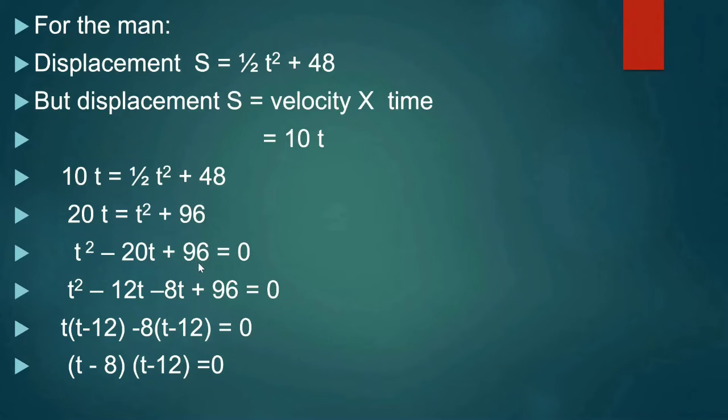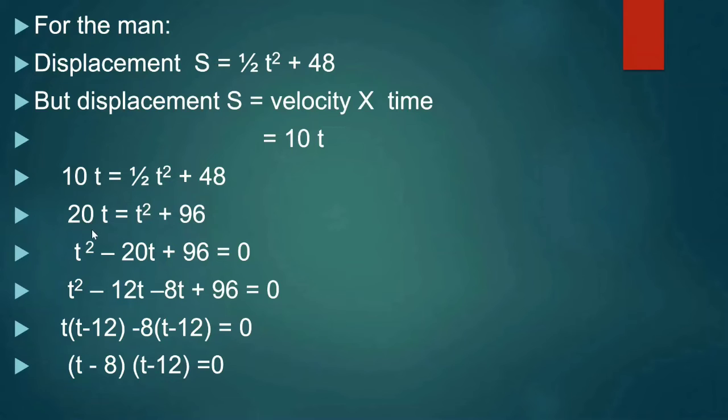Now for the man, if we calculate the displacement, we know the man is 48 meters behind the bus. That is why the distance covered by the bus plus the distance between the bus and the man will be the total displacement for the man. But displacement can also be written as velocity into time. So the velocity of the man is 10 and time is t, which is equal to 10t. Now we know both these displacements are the same. Therefore, we can write 10t is equal to half t square plus 48.